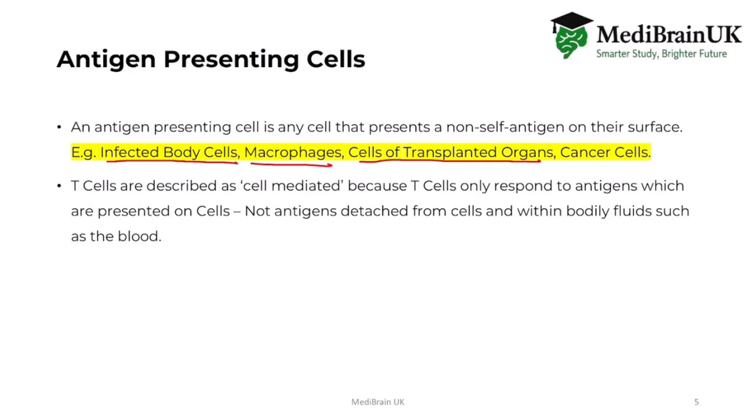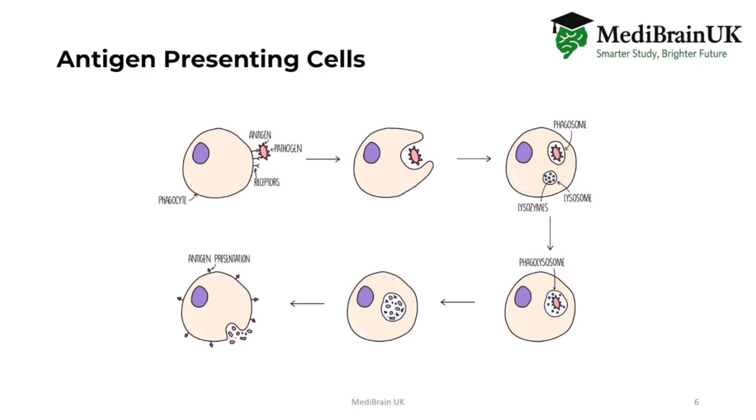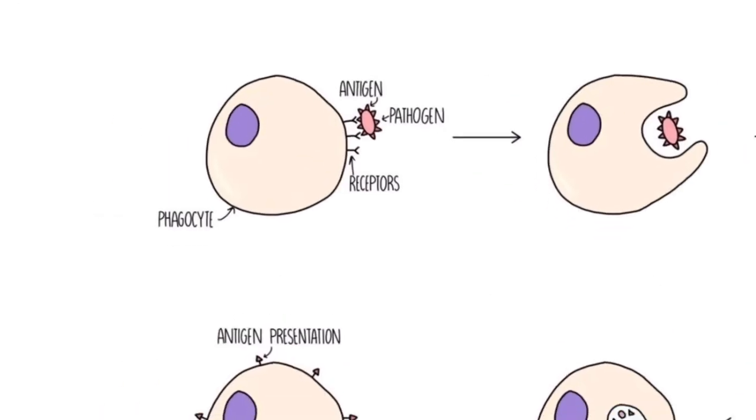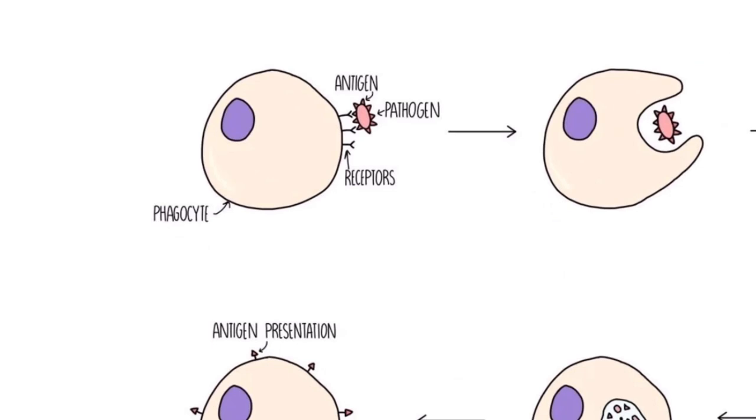Okay, so that's a bit of an overview of what we are going to be looking at in today's lesson. I'm going to show you an image now about where we're at currently, and then we're going to go through the cell-mediated response. In this image, what we've had so far is that we've got a phagocyte over here.